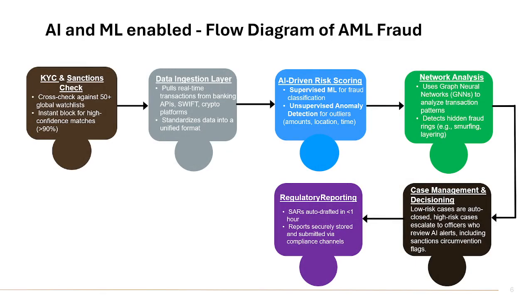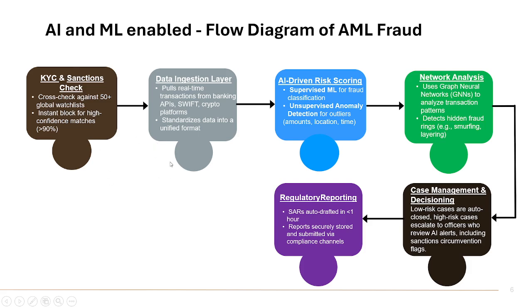On the next slide, here we can see the flow diagram of AML. These are the six components in this architecture. The first component is KYC and sanction check. This step checks every customer against global blacklists and watch lists. If there's a strong match, the system blocks the account or transaction instantly to prevent risky activity.